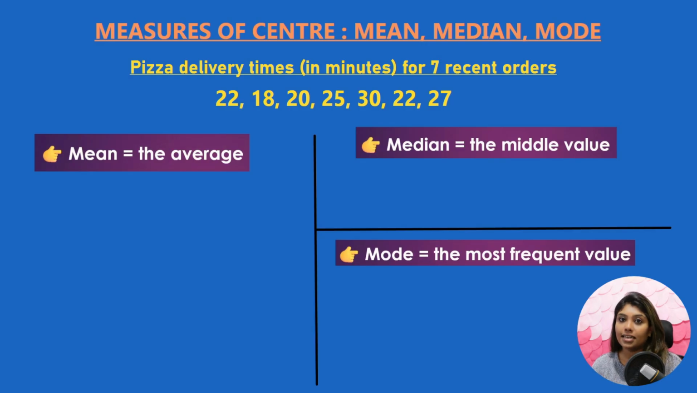Now let's consider a slightly different situation. Let's say the number of orders is 8 instead of 7, and one of the order values is 100 minutes. Let's try and calculate the mean, median, and mode for this data.